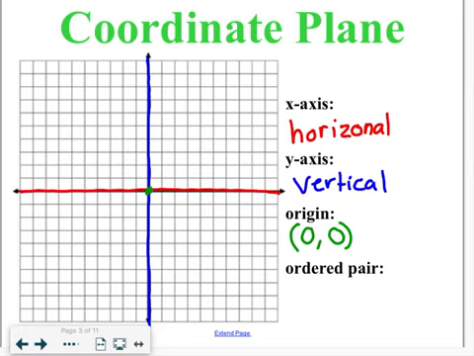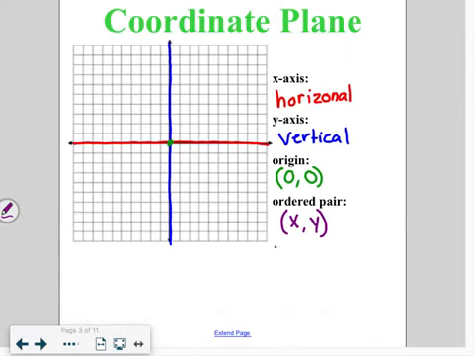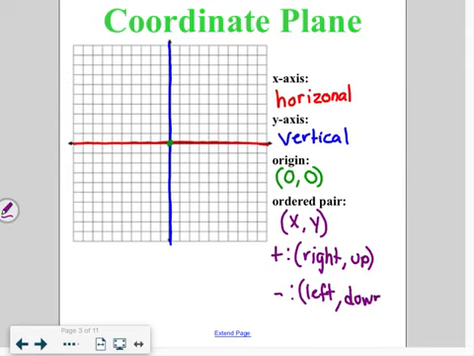Coordinate pairs or ordered pairs are written in x, comma, y format. So the horizontal coordinate first and then the vertical coordinate. Couple things to remember on that. If it is a positive x coordinate, you are moving to the right. If it is a negative x coordinate, you are moving to the left. For the y-axis, if it is positive, you are moving up. And if it is negative, you are moving down. So that's reviewing our coordinate plane.